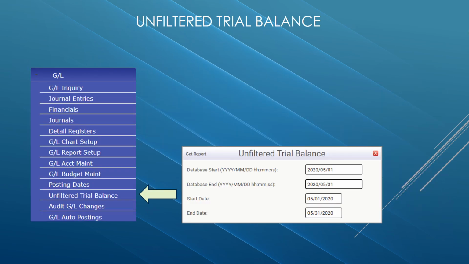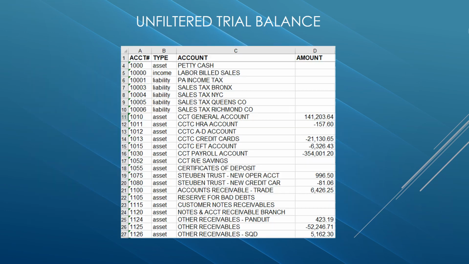The unfiltered trial balance will list all of the GL accounts and their balances at a specific point in time. And since it can specify a database time, you can use it in conjunction with the Audit GL Changes report to look for post-dated transactions.